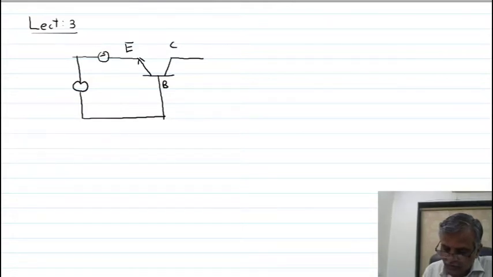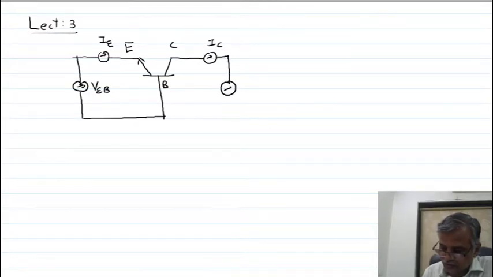This is your current meter. This is your voltmeter, which measures the voltage between emitter and base. Here I am showing you one current meter for the collector. It measures the collector current. Here I am showing you another voltmeter. It measures the voltage between collector and base.